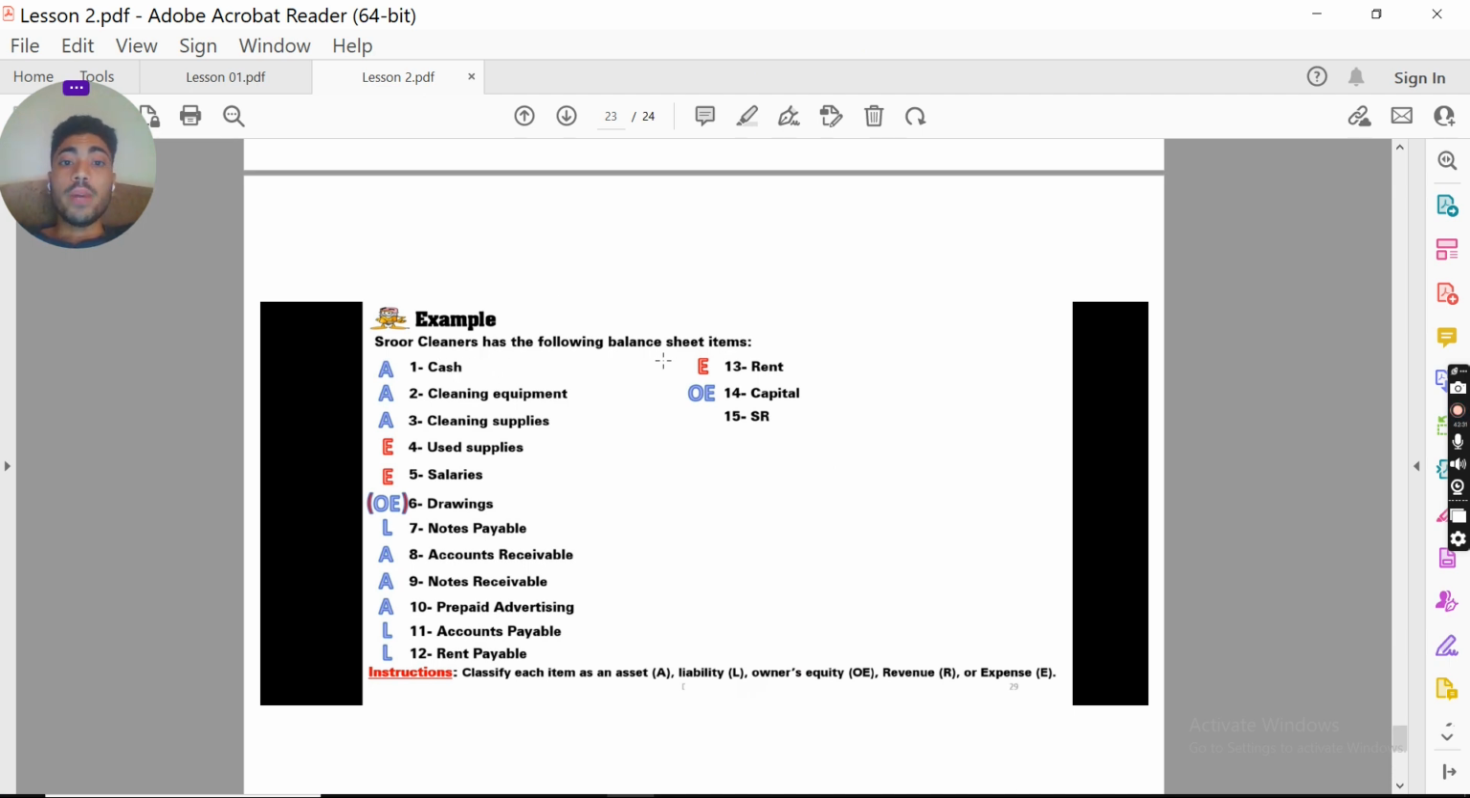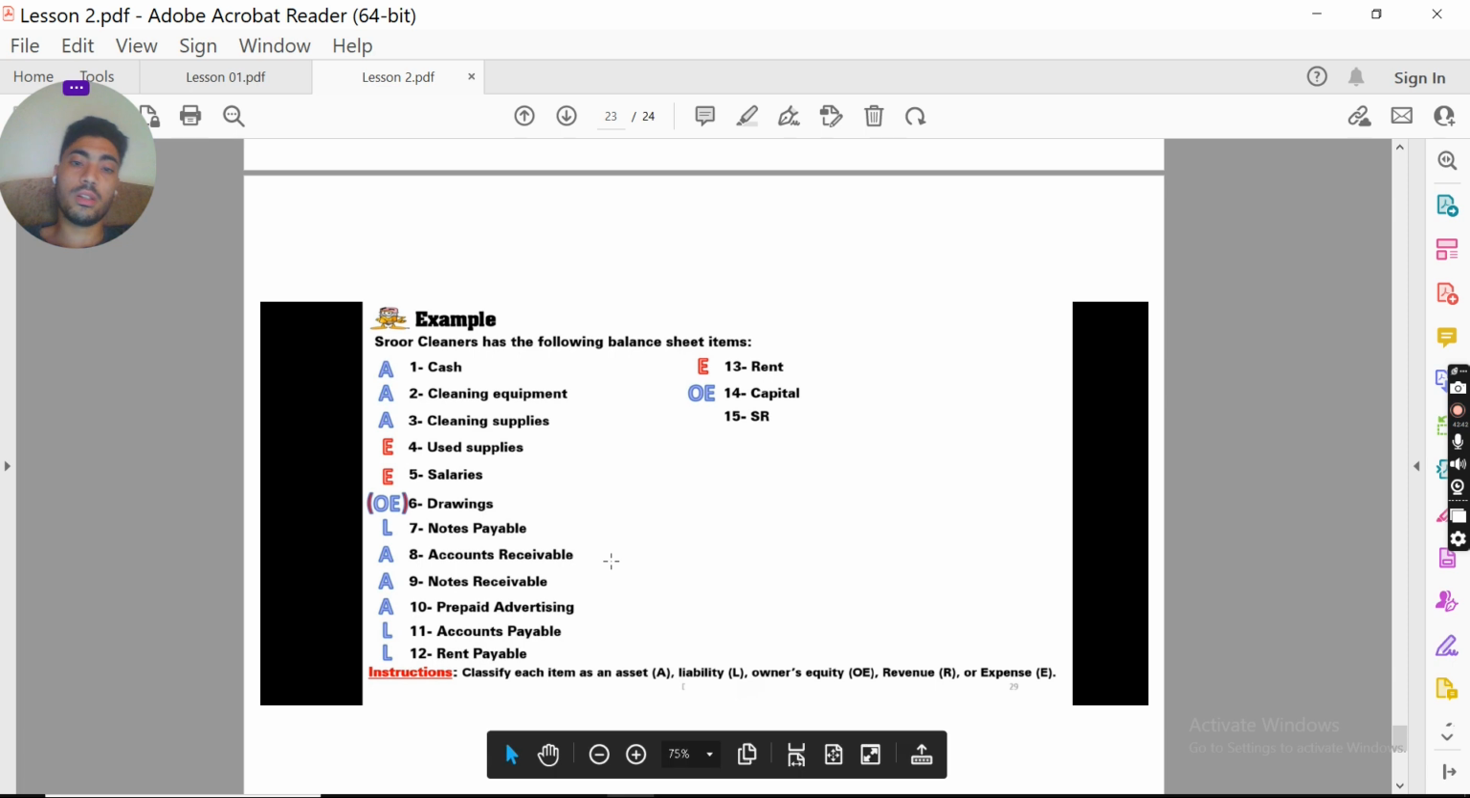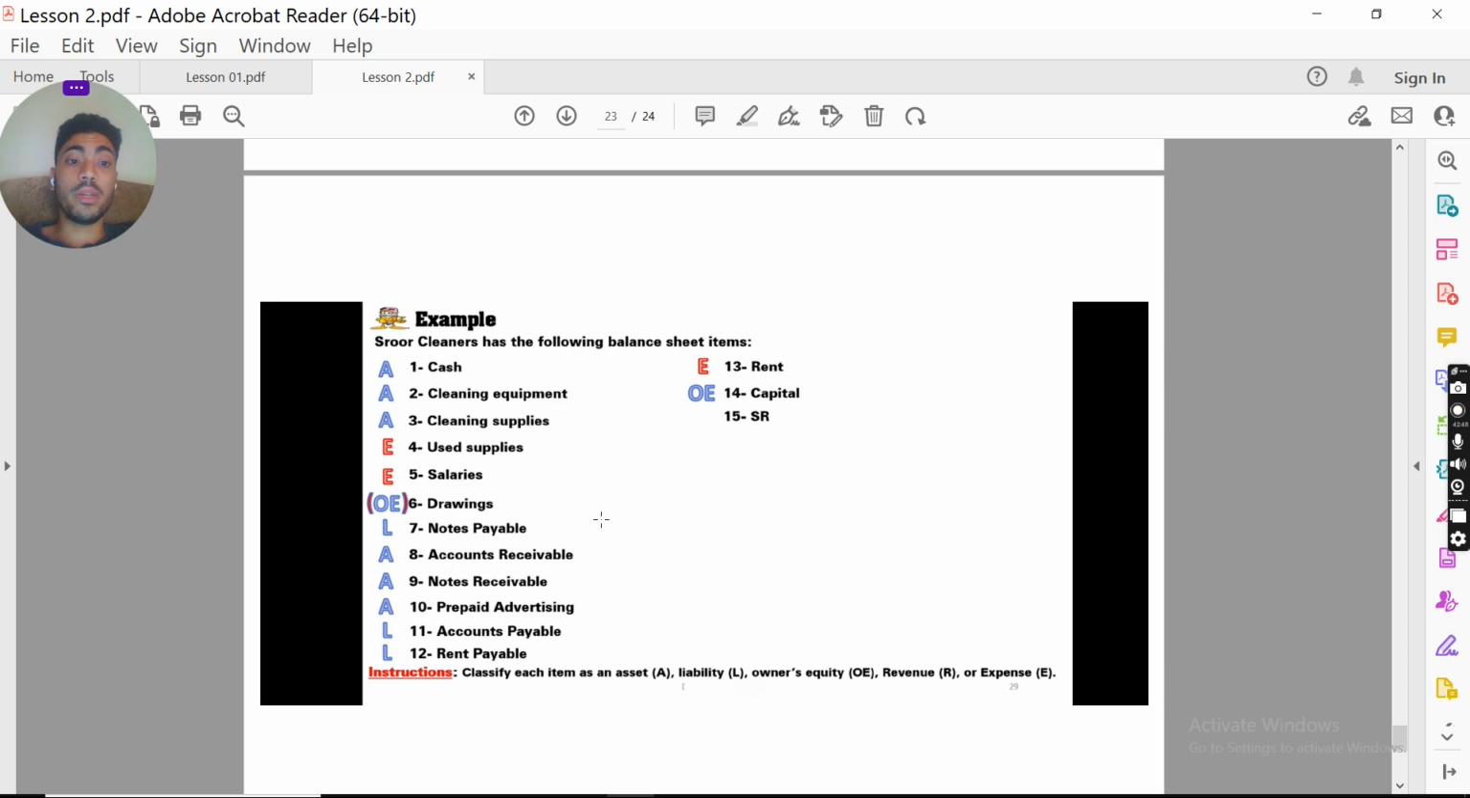Screw Cleaners has the following balance sheet items: cash, cleaning equipment, cleaning supplies, used supplies, salaries, drawings, notes payable, accounts receivable, notes receivable, prepaid advertising, accounts payable, and so on. So let's define each one, whether it's an asset, liability, or owner's equity. Cash is completely an asset. Cleaning equipment will help me provide operations long term, for the future benefit of the company, so it's an asset. Cleaning supplies, something I will use in the future, are assets.